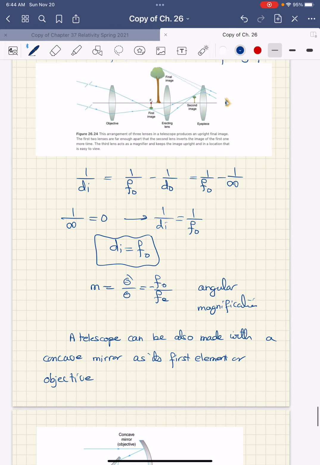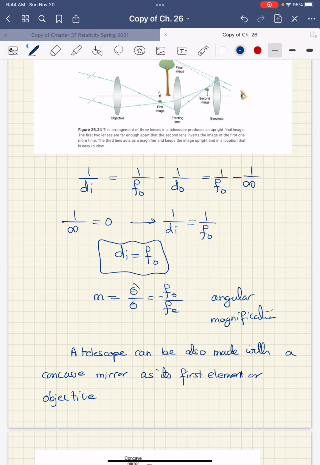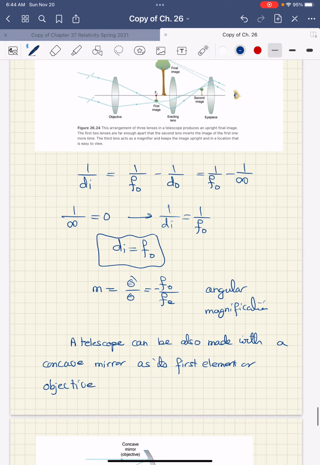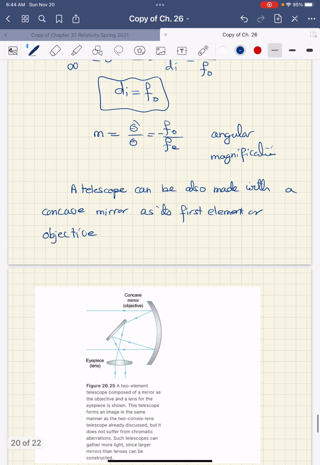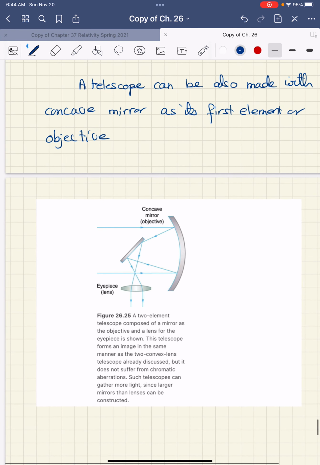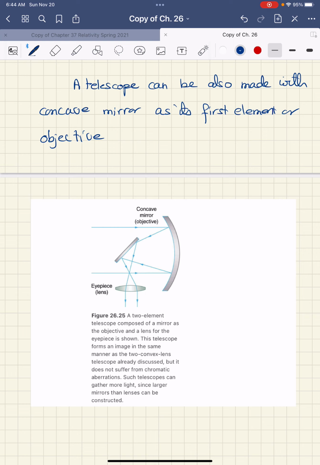For telescopes, we measure angular magnification, which is minus the focal length of the objective divided by the focal length of the eyepiece. And telescopes can also be made with concave mirrors as the first element or objective, for example, like these, where the light that is coming from far is going to hit the mirror and then hit another mirror that is really flat and then go through the eyepiece.